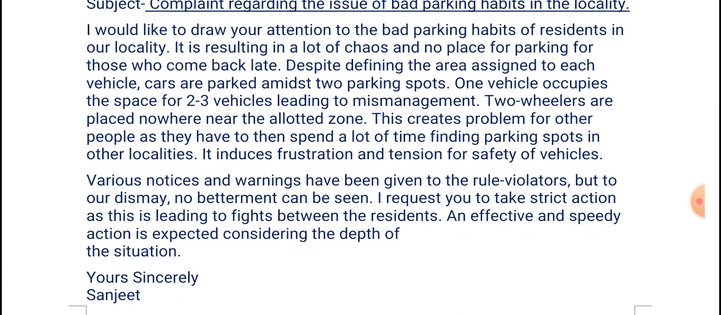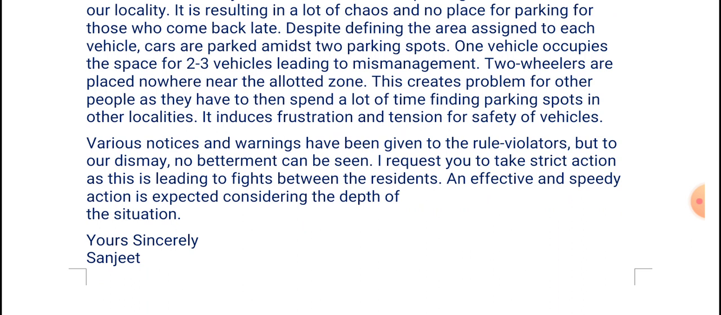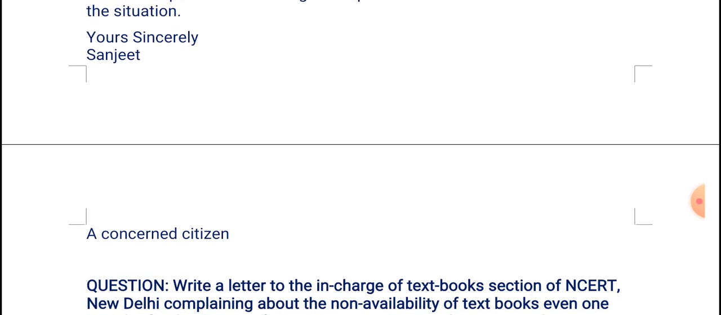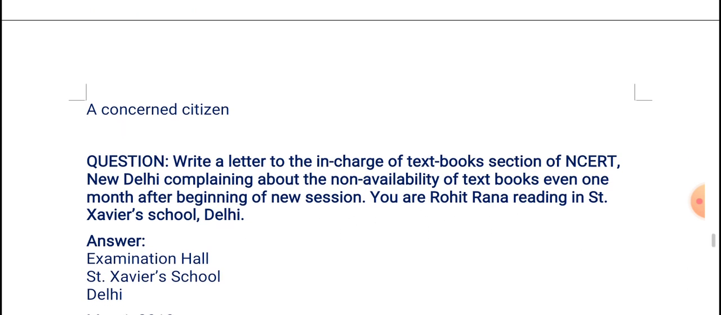Two-wheelers are placed nowhere near the allotted zone. This creates problems for other people as they have to then spend a lot of time finding parking spots in other localities. It induces frustration and concern for the safety of vehicles. Various notices and warnings have been given to the rule violators, but to our dismay, no betterment can be seen. I request you to take strict action as this is leading to fights between the residents. An effective and speedy action is expected considering the depth of the situation. Yours sincerely, where the s should be small, a concerned citizen. Then another question is there.